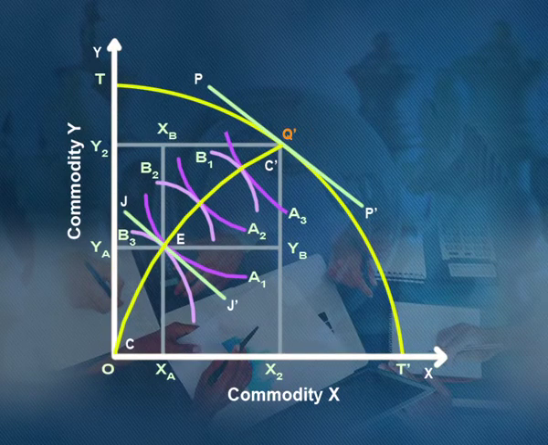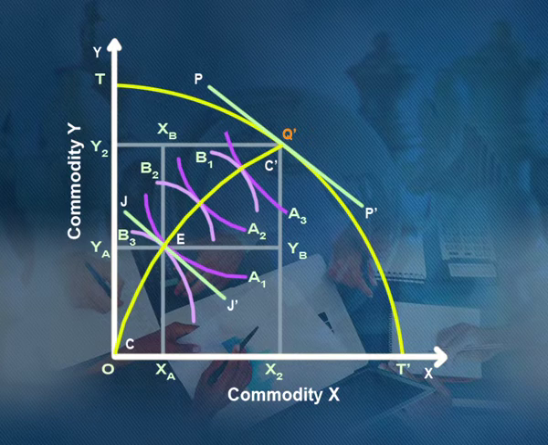General equilibrium in this figure is established at point Q dash on the transformation curve TT dash, where MRT XY is equal to MRS XY of A, which is further equal to MRS XY of B. This yields the relative prices of goods X and Y indicated by the ratio Px divided by Py, which is measured by the slope of the transformation curve at the equilibrium point Q dash. It is important to note that it is the relative prices and not the absolute prices that the general equilibrium analysis shows.